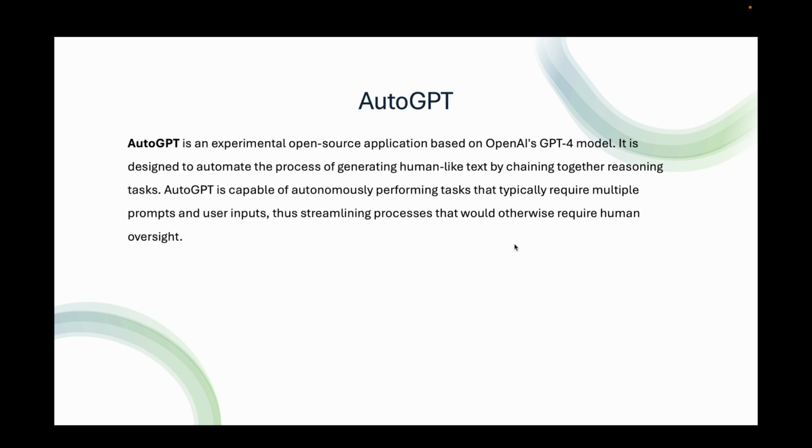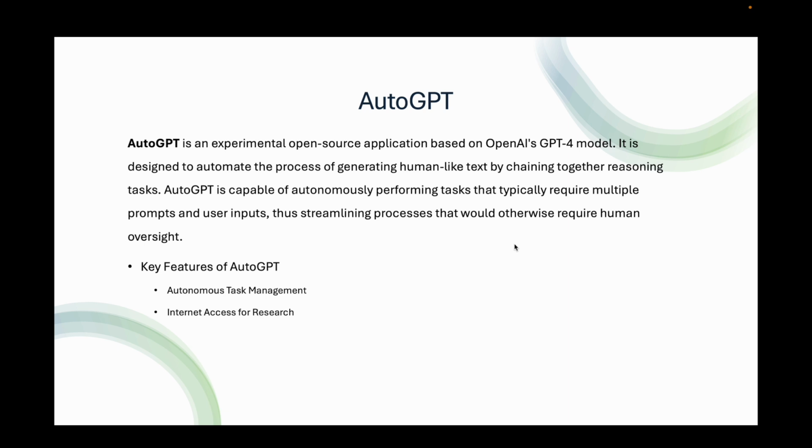otherwise require human oversight. Some of the key features of AutoGPT include autonomous task management. AutoGPT allows users to define high-level goals and it autonomously breaks down these goals into smaller tasks, executes them, and iterates until the goals are met. It can autonomously prompt itself for additional information or perform actions without requiring continuous human input.